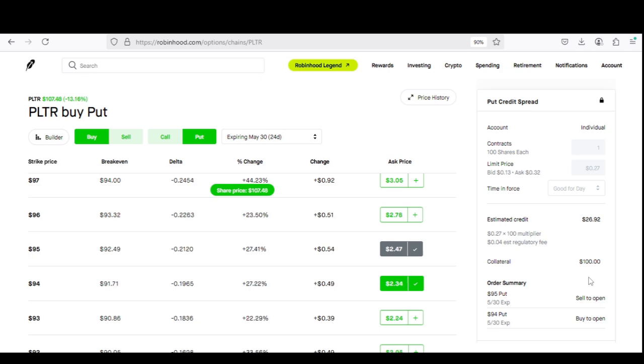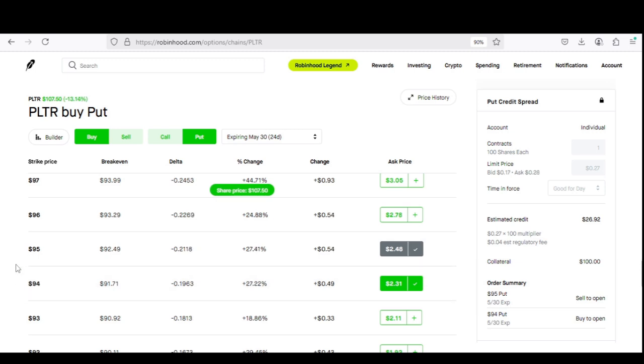If come expiration date of May 30th, this share price is trading way lower, let's say $96, once you do this trade again, feel free to adjust your new strike price. Go ahead and choose an even lower strike price.